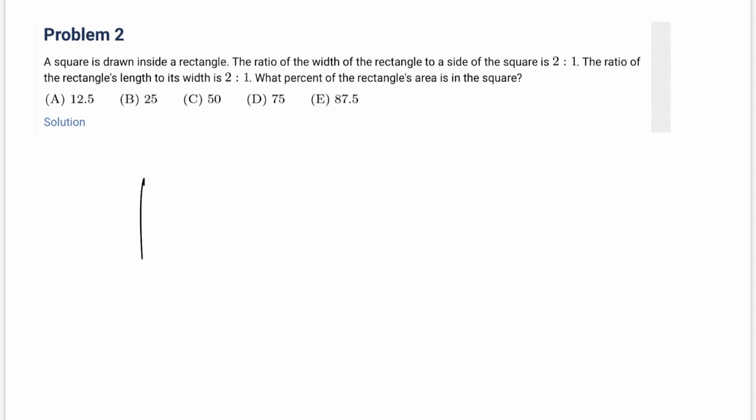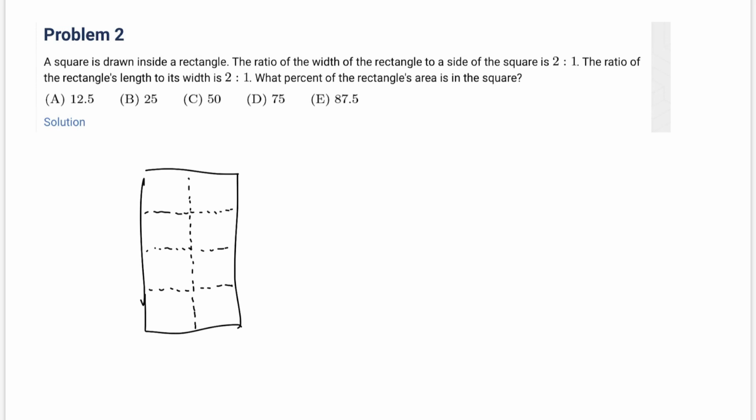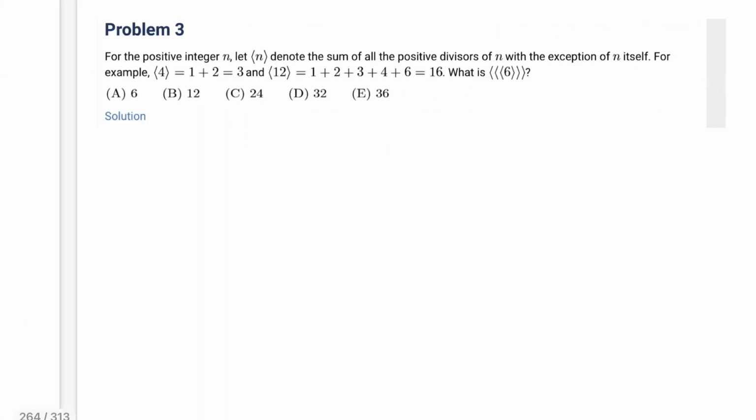So basically it would be like this, and then if it was divided into eighths, then this would be one part of it. Okay, so this would be the square, and then what percent of the rectangle's area is in the square? So it's 1/8 of the area. It says percent, so times 100 equals 25/2, which is 12.5%. The answer is A.